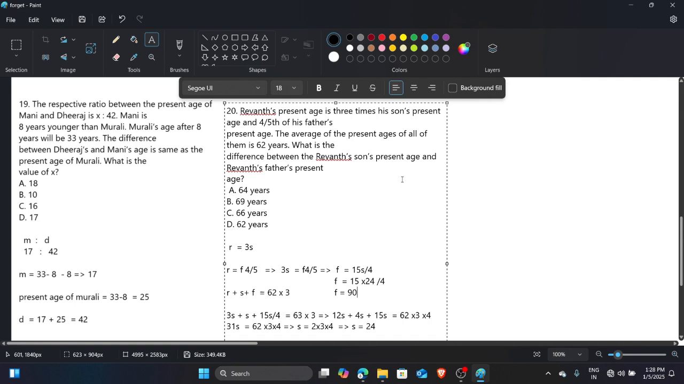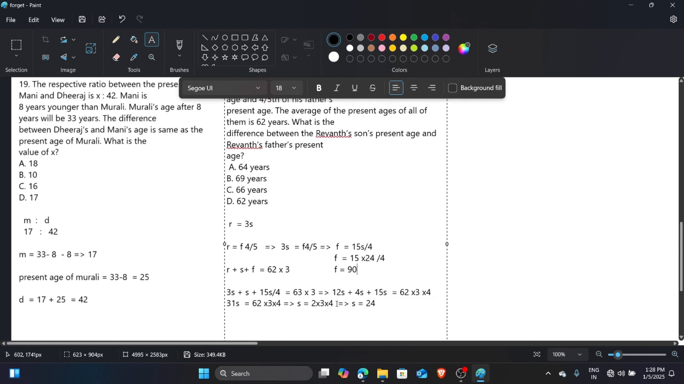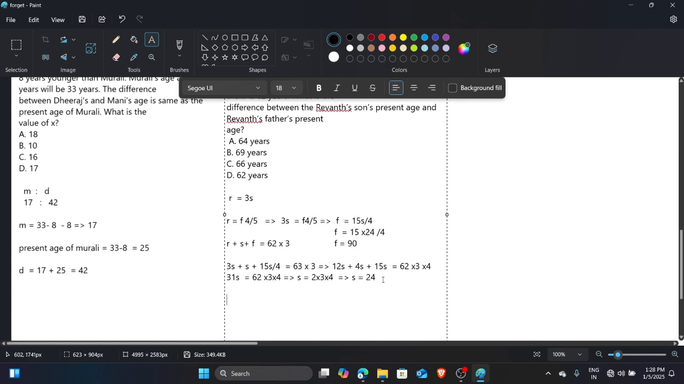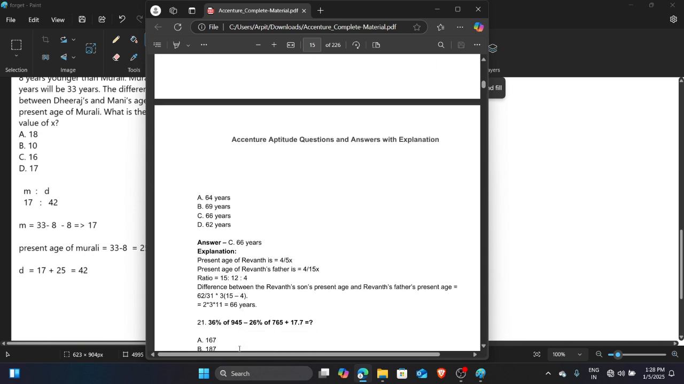And what they are asking is the difference between the son's present age and the father's present age. So 90 and 24, when you subtract 24 from 90, what do you get? You get 66. Yeah, this is the answer. C is the answer. Father minus son is 90 minus 24, which is equal to 66. Okay, so you can check here also. So 66 is the answer.